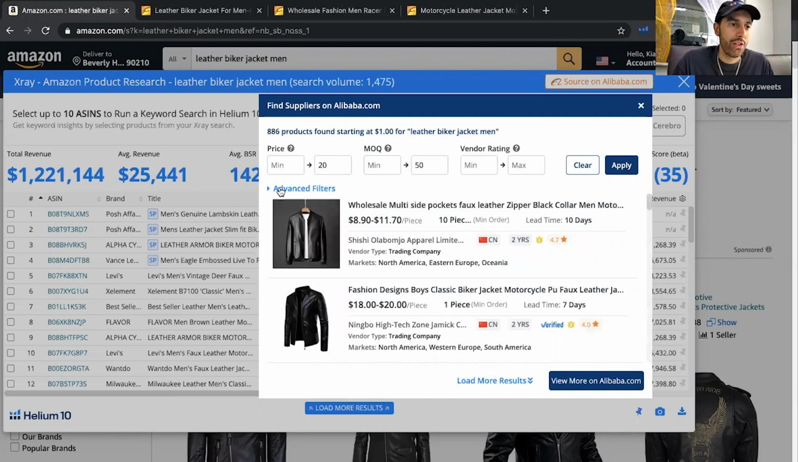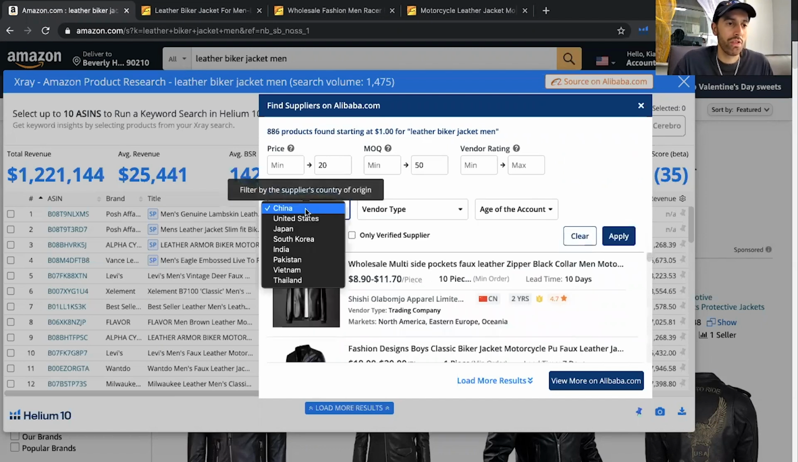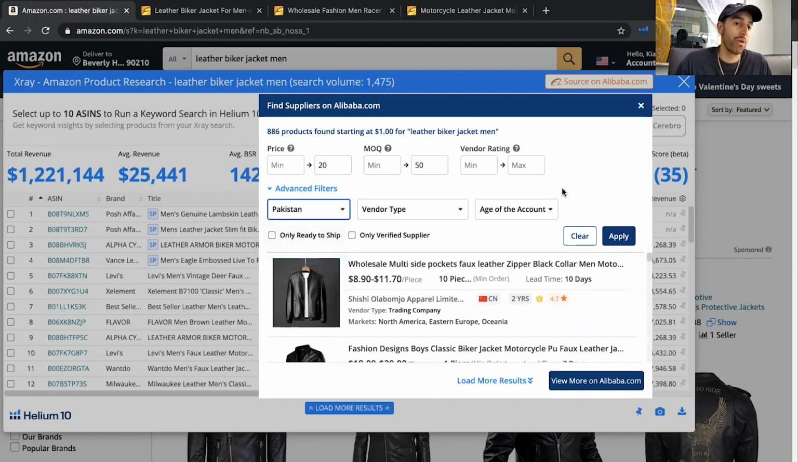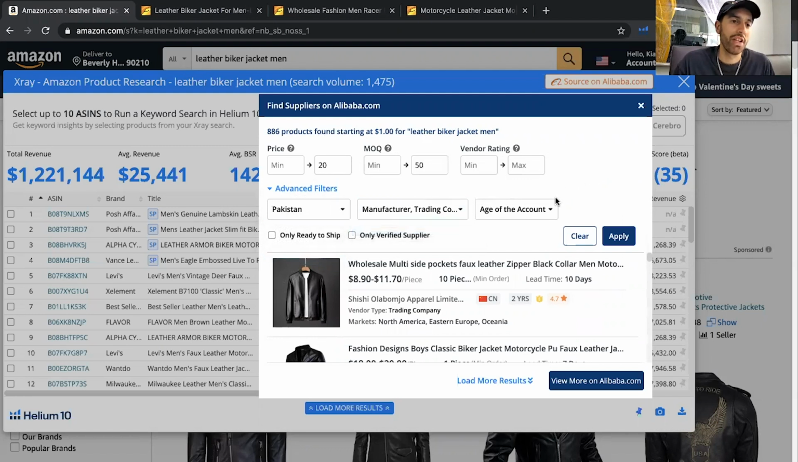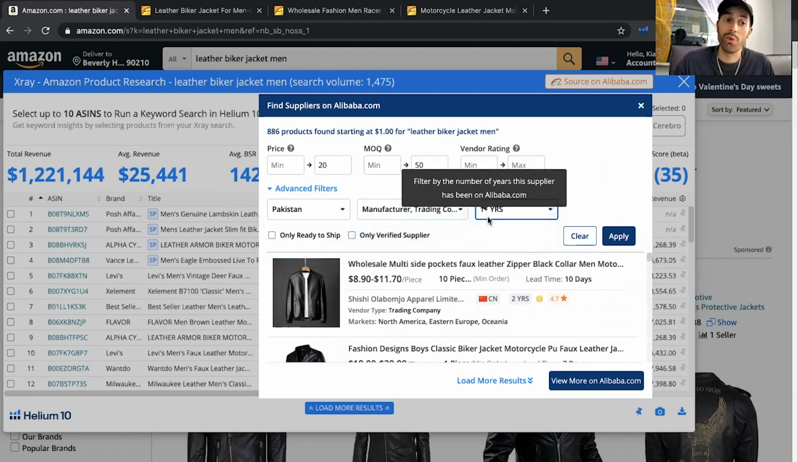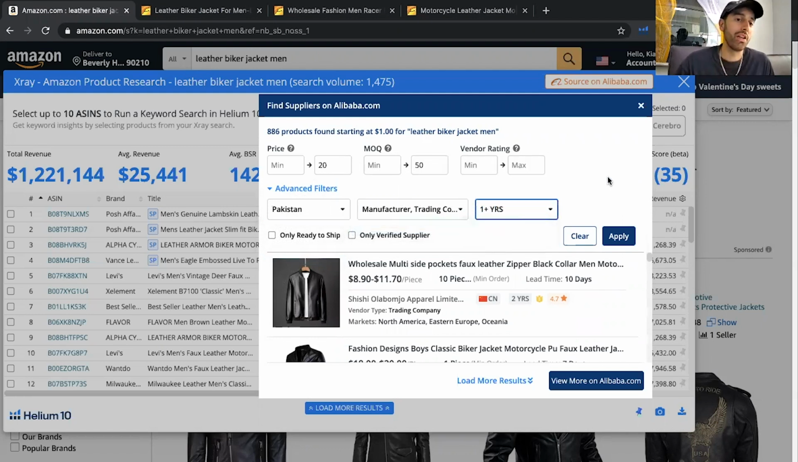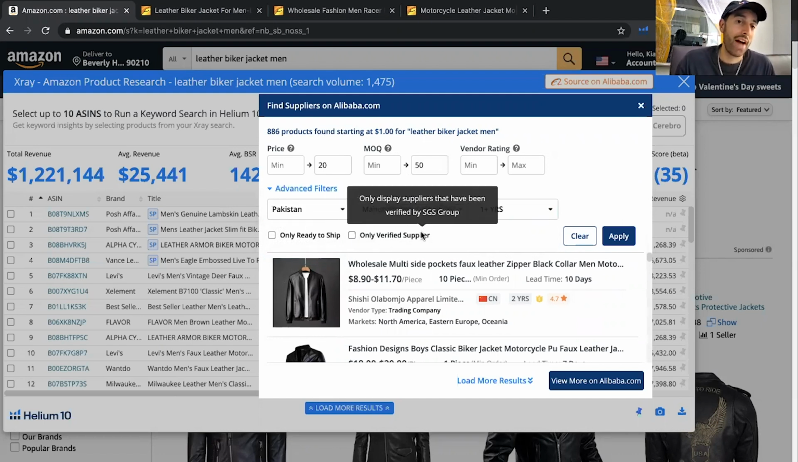And then now let's also check out the advanced filters. As we saw, Pakistan had the most options. It doesn't mean it's the best option, but we just want to look at them first. Vendor type, happy with manufacturer and trading company. Age of the account, this time we're only going to put 1 year because, as we saw, not a lot of them have been on the platform for that long. And also the verified suppliers, they don't really have that verification process for Pakistan yet.